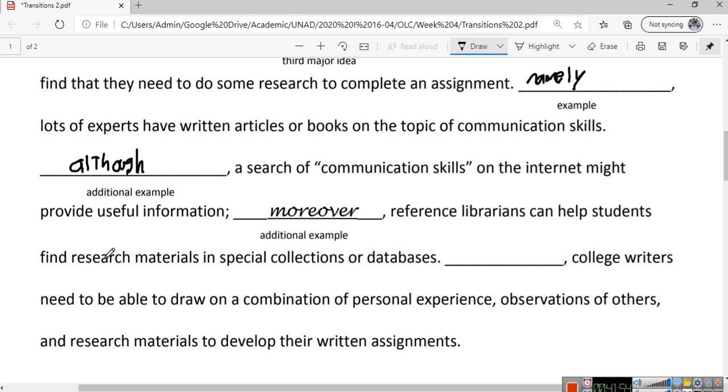Okay, let's read. In conclusion, college writers need to be able to draw on a combination of personal experience, observation. Alright, we notice that is making indeed a conclusion. Finally works because we're ending our essay. However, in conclusion seems to fit more as we're making a summary of what we just talked about. So we're gonna leave in conclusion, alright? Alright, we got it.